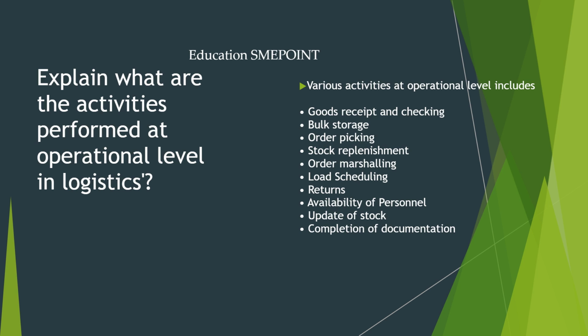Explain what are the activities performed at operational level in logistics? Various activities at operational level include goods receipt and checking, bulk storage, order picking, stock replenishment, order marshalling, load scheduling, returns, availability of personnel, update of stock, completion of documentation.